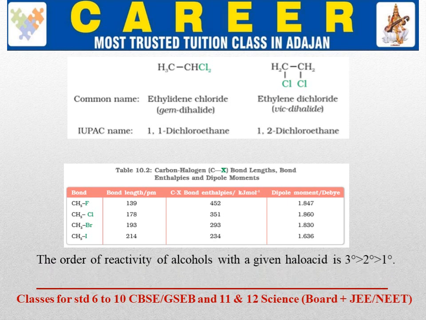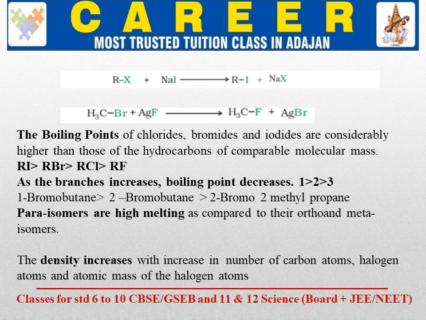The order of reactivity of alcohol with halogen acid is tertiary, then secondary, then primary. As the size of the halogen atom increases, boiling point increases. RI has a higher boiling point than RBr, than RCl, than RF. Likewise, as branching increases, boiling point decreases, so primary has a higher boiling point than secondary, than tertiary. Para isomer also possesses a higher melting point than ortho and meta isomers. And density increases with an increasing number of carbon atoms or mass of the halogen atom.